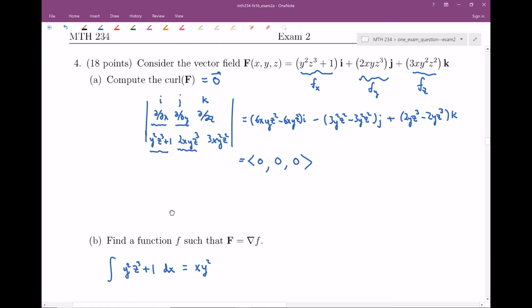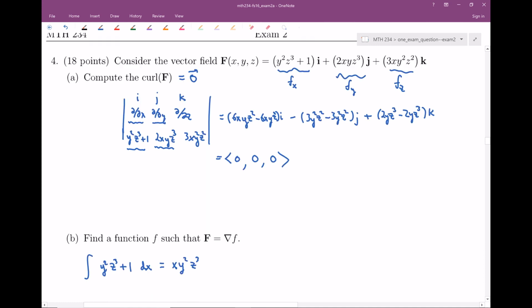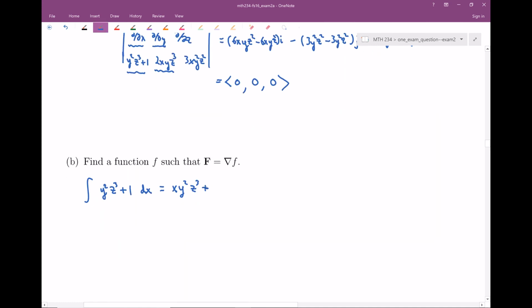Oops, there we go, z cubed. And then I'm going to have plus x plus a constant of integration. But remember, constants with respect to x could have y's and they could have z's in them. All of those are constant with respect to x, so they could have y's and z's.